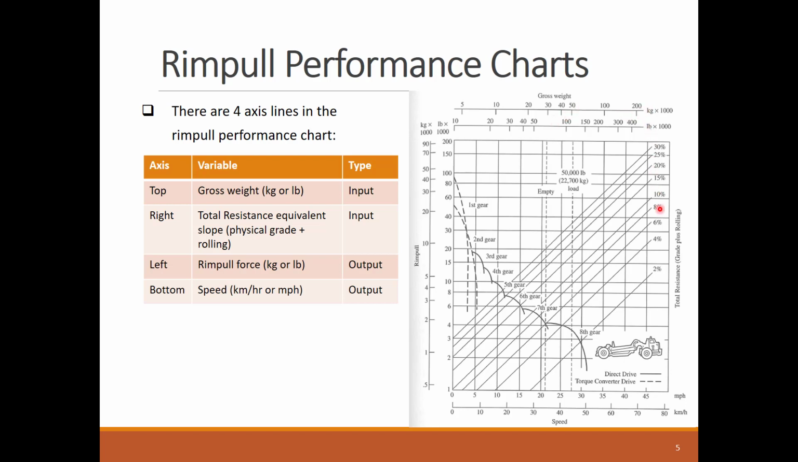The right axis, slope equivalency, shows the slope equivalency of the total resistance, which includes the grade and rolling resistance. As we covered in the last lesson, we can transform the rolling resistance from pound per ton or kilogram per ton to an equivalent grade slope, and then add it to the actual whole grade percentage to get the total resistance. This calculation needs to be done before using the performance chart.